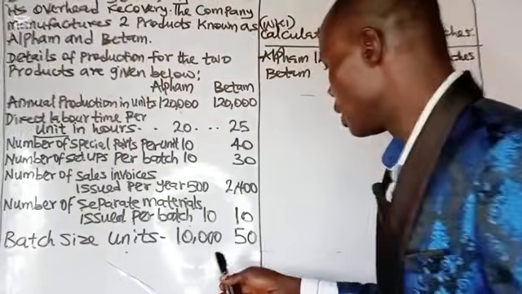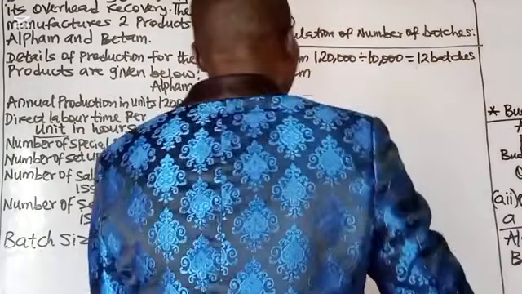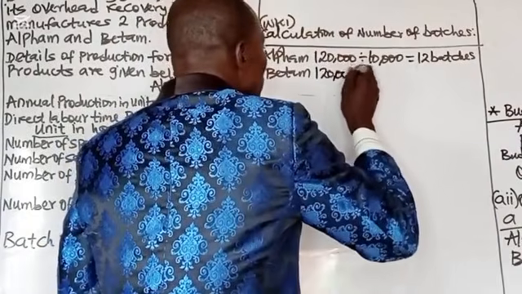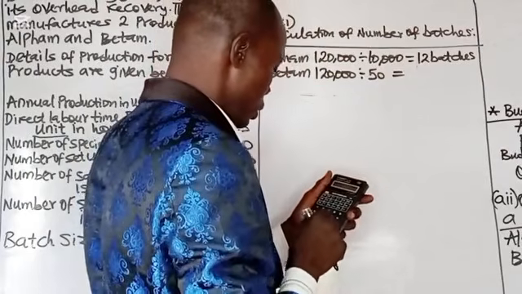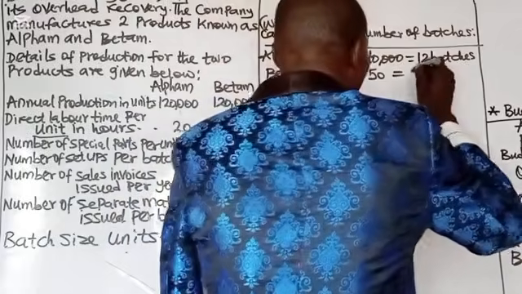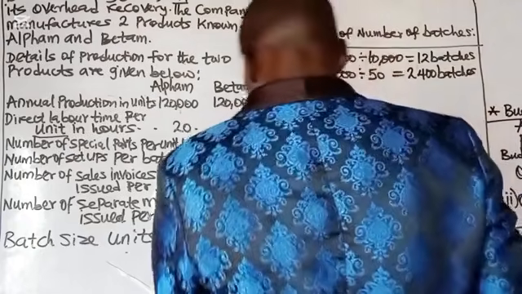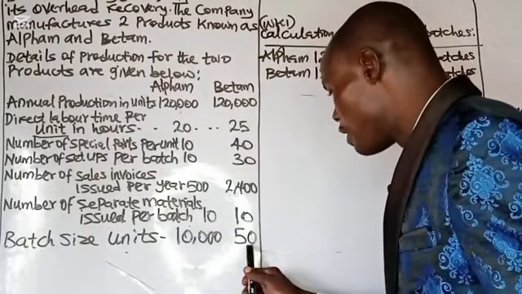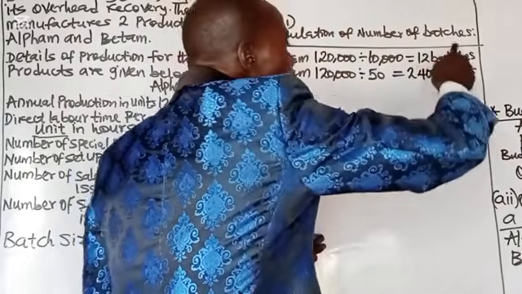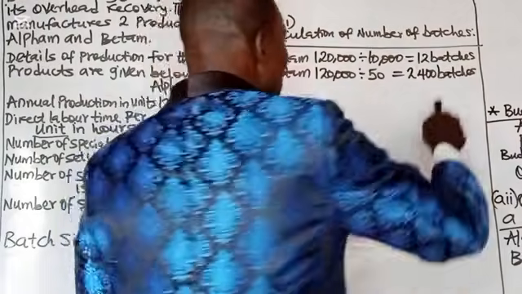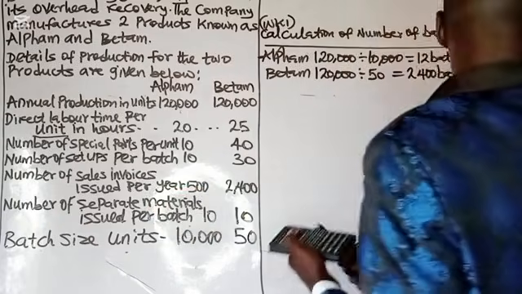For Betam, 50 constitutes a batch, and to achieve 120,000 units of Betam, you have 120,000 divided by 50. That will give you 2,400 batches. I've told you that I am of the view that this is supposed to be 500. If it were 500, this result would have been 240 batches. Now that we have determined the number of batches, we are in need of the number of setups.